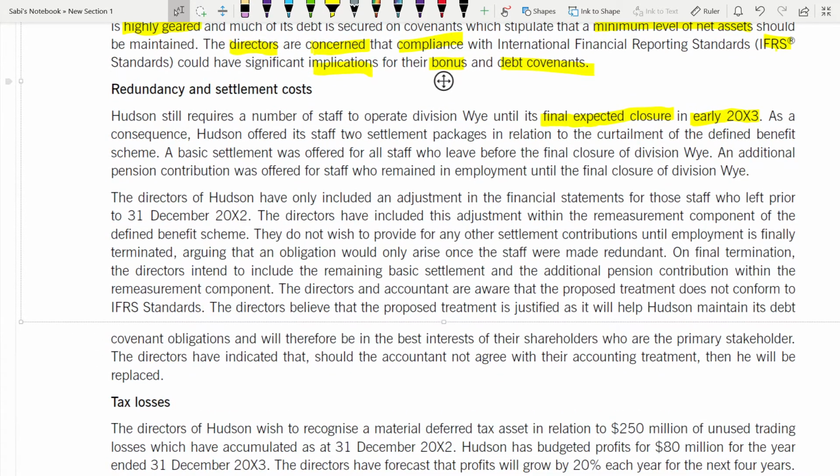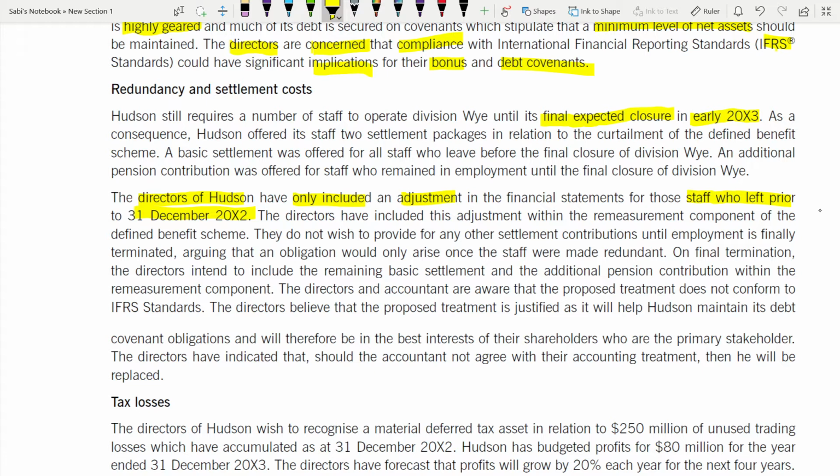Now, the directors of Hudson have already included an adjustment in the financial statements for those staff who left before 31st December 2002. Only for those staff. So the directors have included these adjustments within the remeasurement component of the defined benefit scheme. They do not wish to provide for any other settlement contributions until employment is finally terminated, arguing that an obligation would only arise once the staff were made redundant. On final termination, the directors intend to include the remaining basic settlement and the additional pension contribution within the remeasurement component.